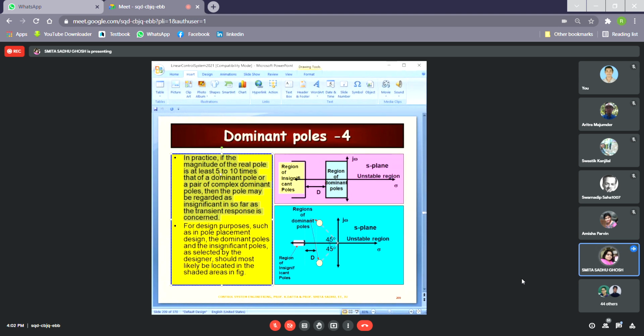So around 5 to 10 times the dominant pole in magnitude would be considered insignificant poles. For design purposes, such as in pole placement design, the dominant poles and insignificant poles are selected by the designer, and it is desirable that they be placed as shown over here. That is, you have a complex conjugate pole pair at locations which will give you a desired damping ratio, not more than that, not less than that, and the insignificant poles are placed around 5 to 10 times away from that in these regions.